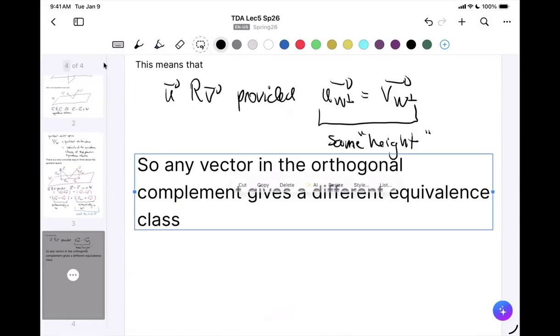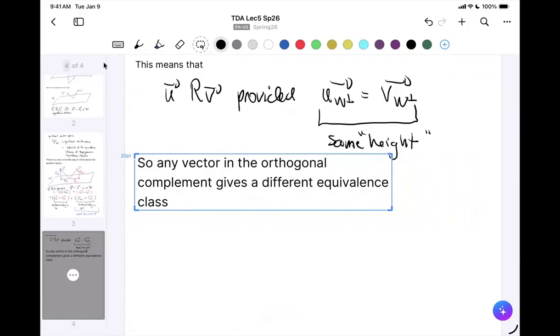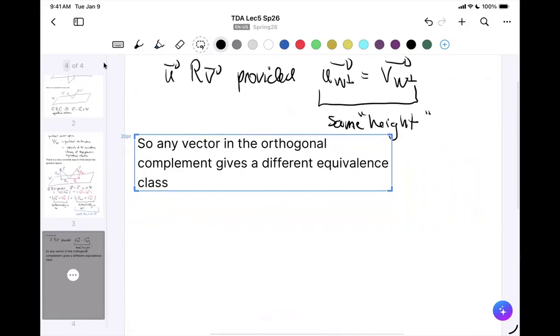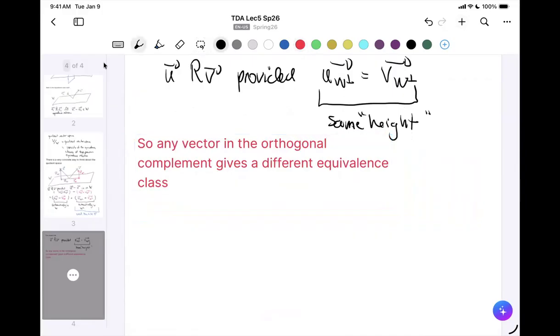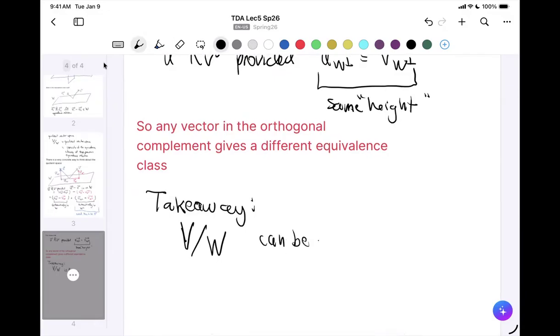And that is really the best way to think about this quotient. The equivalence classes, you can think of them as just the orthogonal complement. So the punchline, the most concrete way to think about this, is that this quotient vector space, to be a little bit more correct, can be regarded as the orthogonal complement.